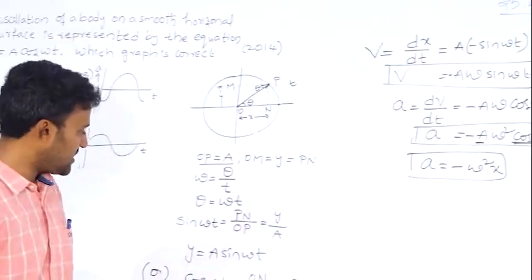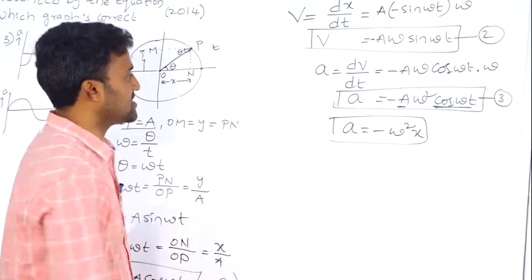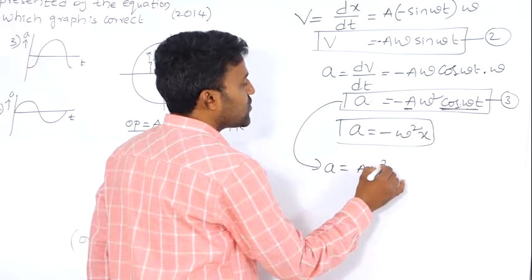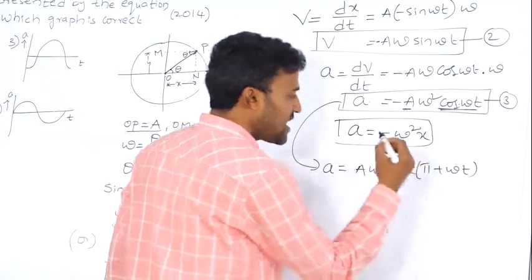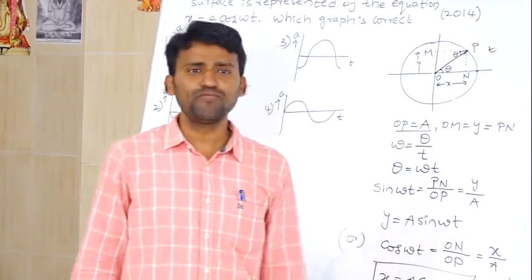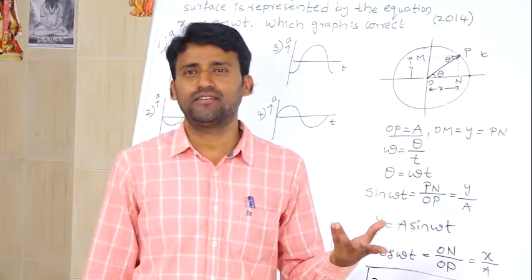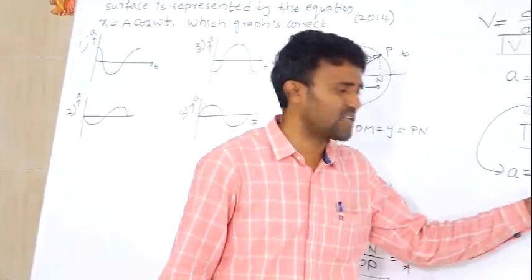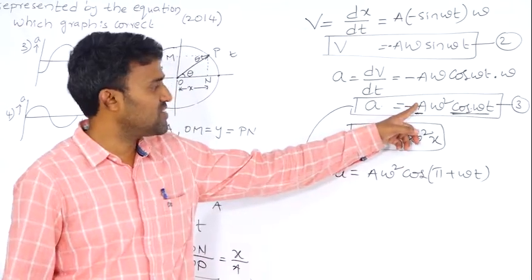Here x is A cos omega t, and here minus A omega square cos omega t. This equation I am writing as a is equal to A omega square cos(180 plus omega t). Can I write like this? Cos(180 plus theta) is nothing but minus cos theta. It will come as a minus, so the same will come again.